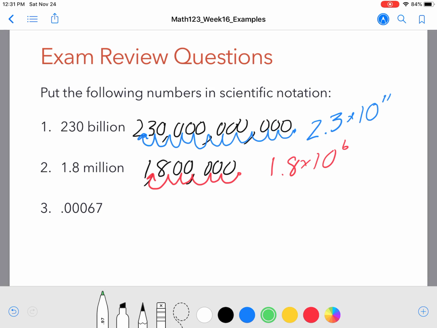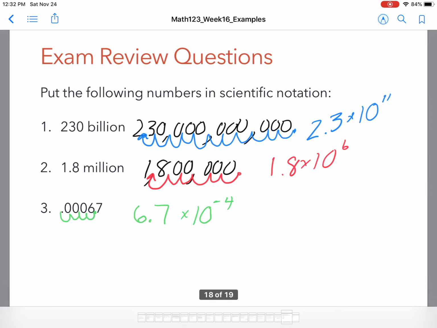And then for this last one, I just have to move my decimal 1, 2, 3, 4 spots. So this is going to be 6.7 times 10, but instead of being to the 4th power, it's actually to the negative 4th power. This is the kind of question where we refer to really large or really small numbers. If you have a really small number, you're going to have a negative exponent. If you have a large number, you're going to have a positive exponent.